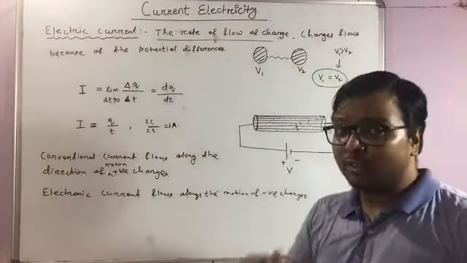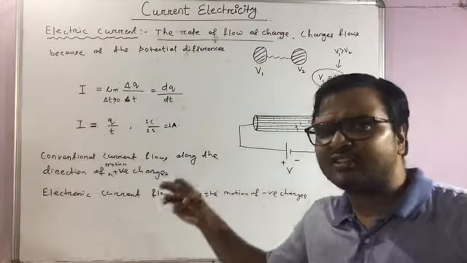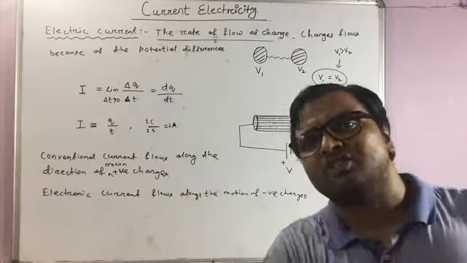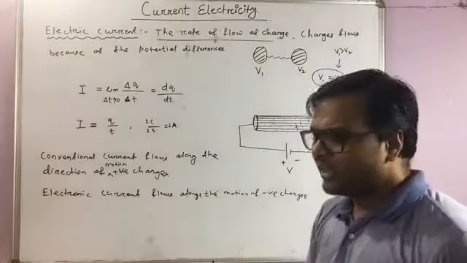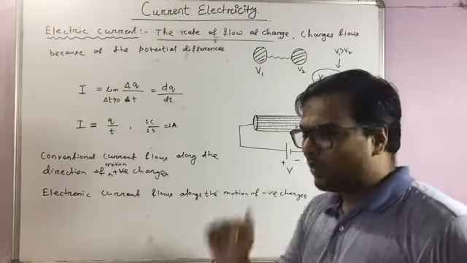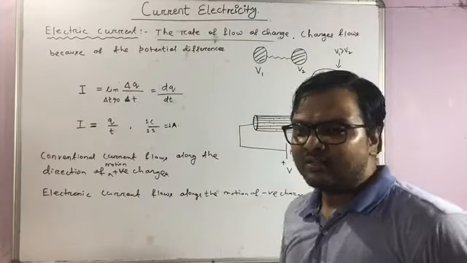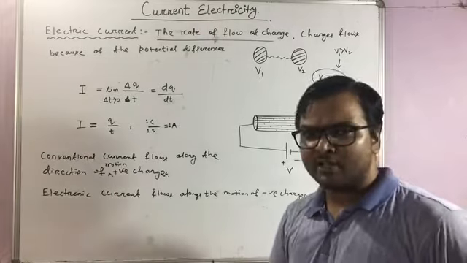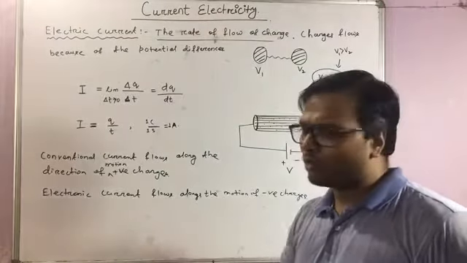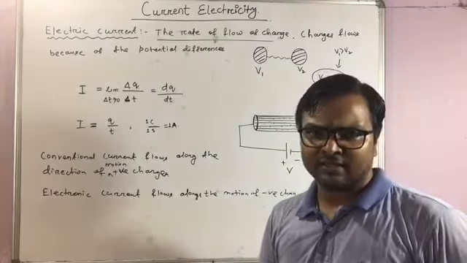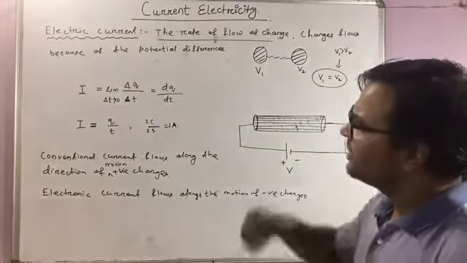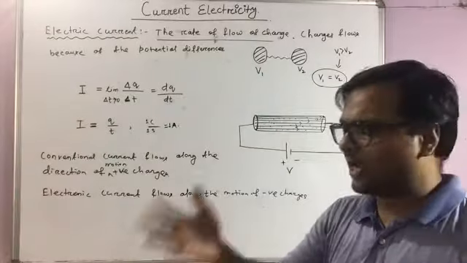Similarly, suppose charges are moving through a cross section, like inside a pipe. You are standing at a cross section and you are measuring. In one second, you find, let's say, 2 microcoulomb of charge flowing. So your current is 2 microcoulomb per second. That is the amount of current flowing through that cross section, meaning the rate of flow of charge.